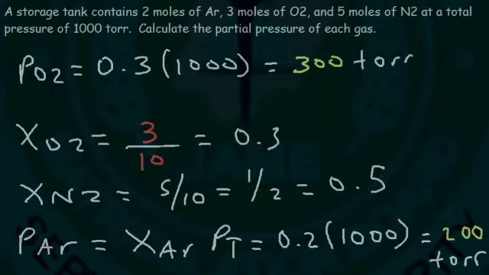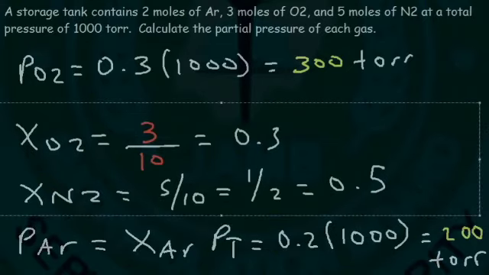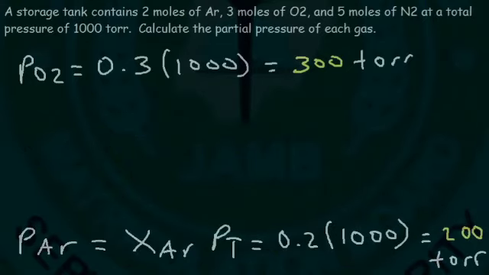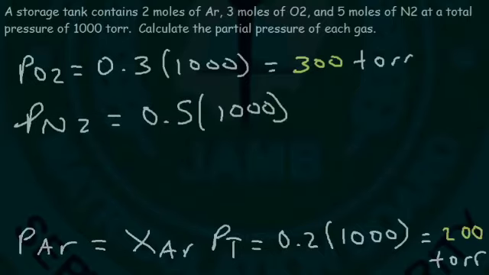Now let's do the same for N2. The partial pressure of N2 is going to be the mole fraction of N2, which is 0.5, times the total pressure. So this is going to be 500 torr.